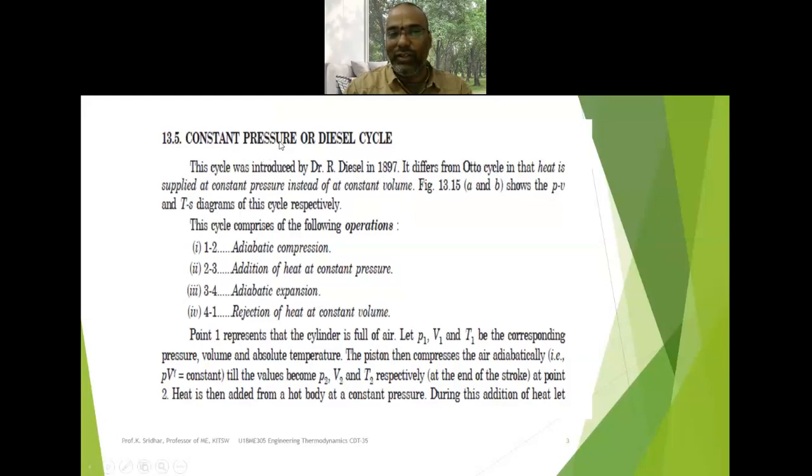What is the difference here? In the diesel cycle, the heat addition takes place according to a constant pressure process, whereas in the Otto cycle the heat addition takes place according to a constant volume process. That's why, based upon the heat addition process, these are named constant pressure or constant volume cycles.